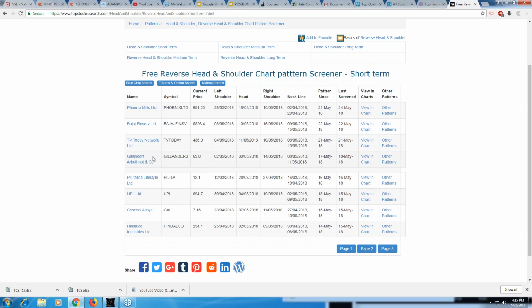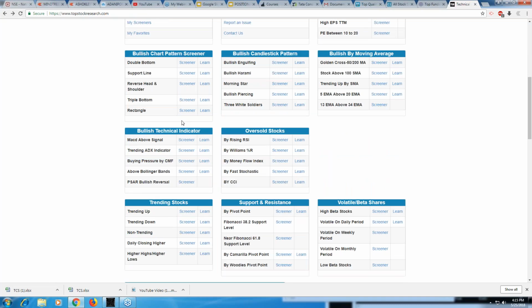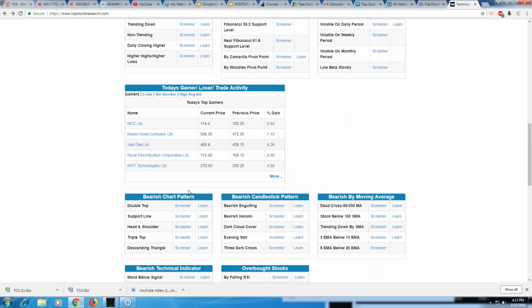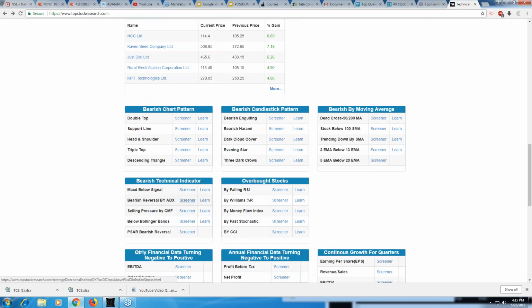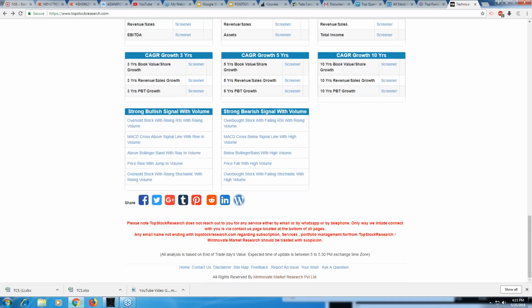All these are the stocks which will be given to you, so you don't need to sit down and figure them out. Then you have rectangle, bullish engulfing, bullish harami, moving. Then you have support and resistance, pivot point, Fibonacci, neo Fibonacci, trending stocks. Then you have today's gainers, losers. Then you have bearish chart, bearish candlestick pattern, moving averages, right? All this you will be able to find in the Top Stock Research.